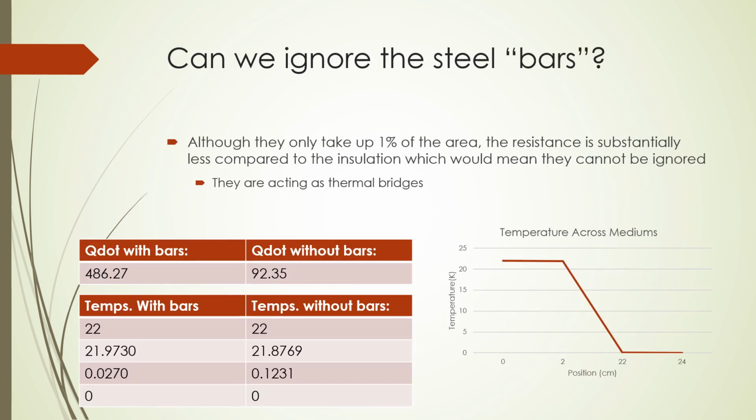Now we want to see if we can ignore the steel bars in the center. Even though they take up 1% of the area, the resistance is substantially less compared to the insulation, which means they cannot be ignored. They're kind of acting like a thermal bridge. So as you can see here, the Q dot, the heat transfer rate, with the bars and without. And down here are the temperatures as well. You can see there's a minor difference, but it all adds up. So we need to consider that when analyzing this wall.